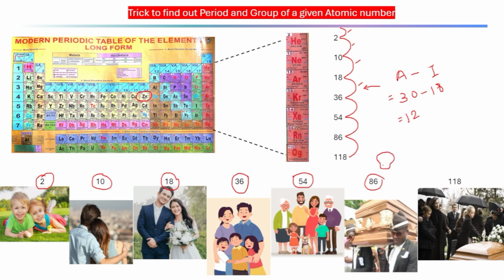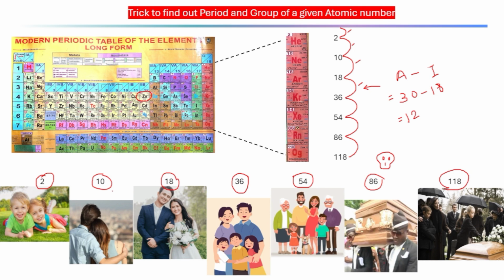For example, I will just draw the sign of death. So the god of death comes and takes you at the age of 86. And when you were dying, 118 people were there who were grieving at your death. So that's how you can remember these elements' atomic numbers.